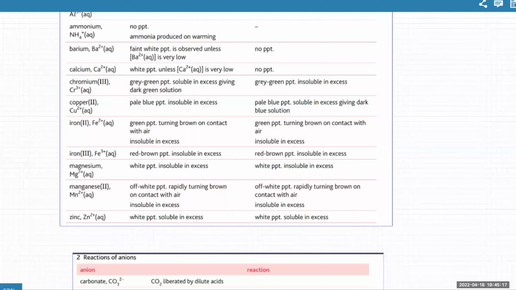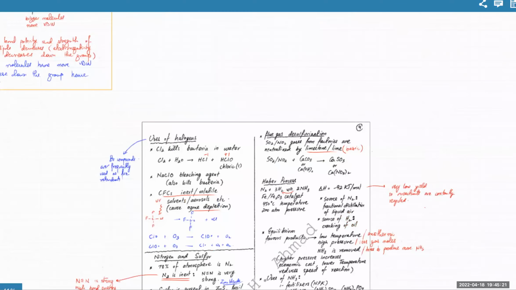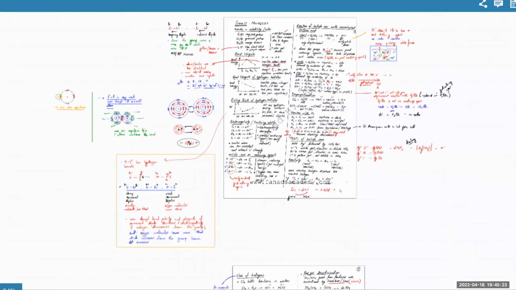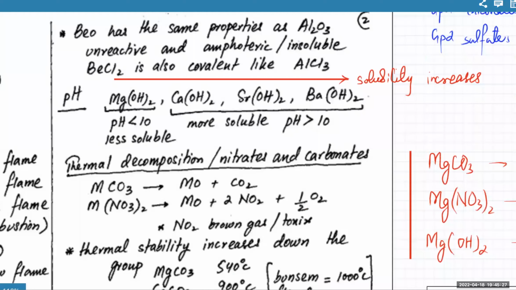Remember that within group 2, the solubility of the hydroxides, what happens? The first one is less soluble. The bottom three are more soluble. Calcium is also partially soluble, but the bottom two are very, very soluble.